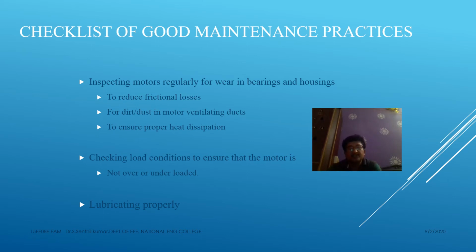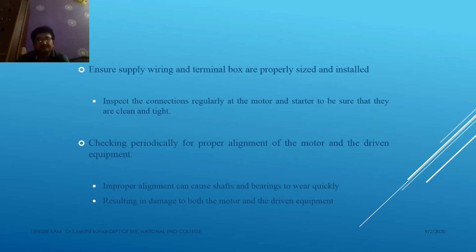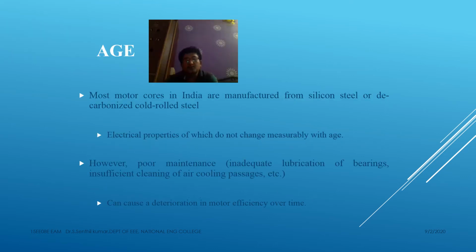And you have to frequently check the lubrication wherever required. You have to check the lubrication properly. And you have to ensure the supply wiring and the terminal boxes are properly sized and installed. Continuously we have to inspect the connections regularly at the motor and the starters of the motor, making sure that they are clean and tight, and check periodically for proper alignment of the motor and the driven equipment. Improper alignment can cause the shaft and bearing to wear quickly and result in damage to the motors and the driven equipment.